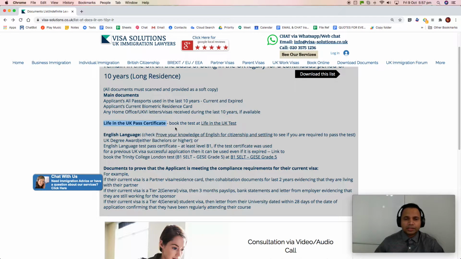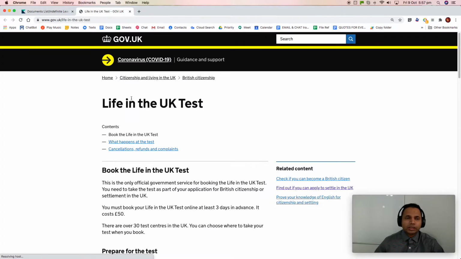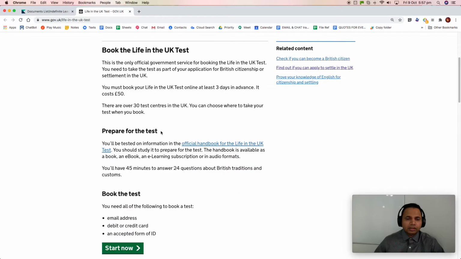Life in the UK test pass. You can book the Life in the UK test at this link. Now the process has changed. They don't give you a certificate. It's just the online reference number which is given, which you need to put in the form. You can take the Life in the UK test as many times as you want. I think they have a one week gap. If you fail it once, you have to wait one week to book another one or something like that.